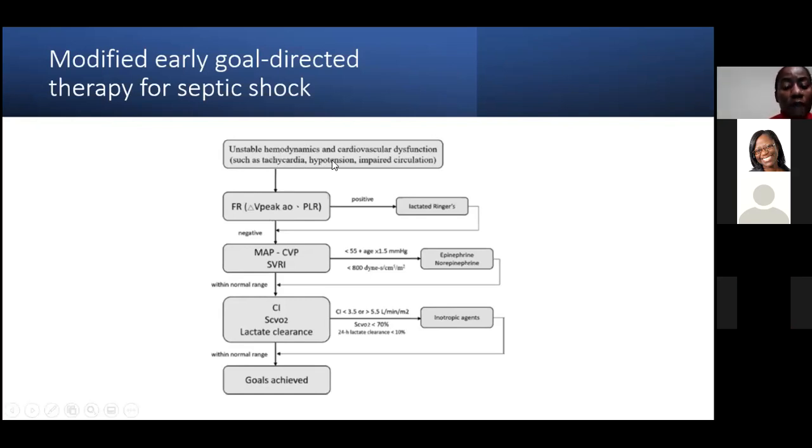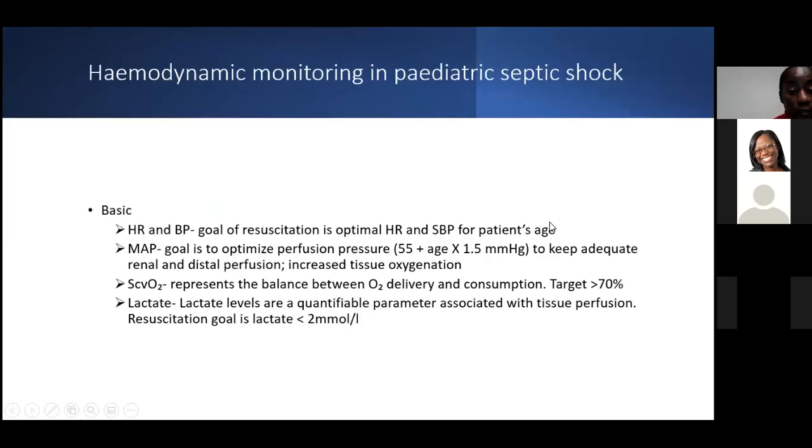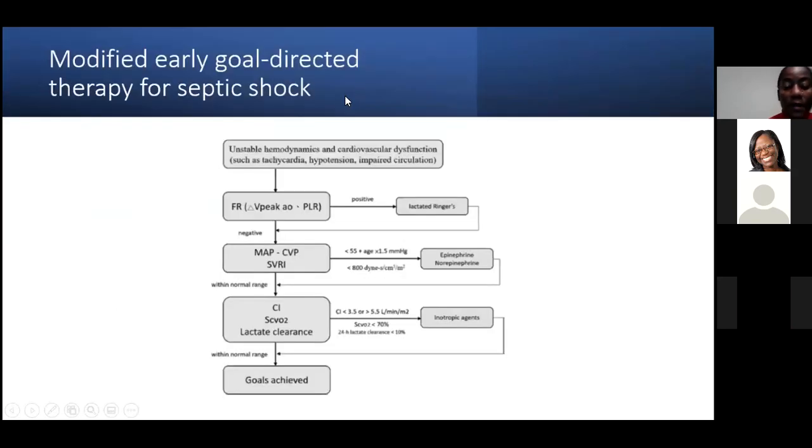So we're saying that you have a patient with unstable hemodynamics and cardiovascular dysfunction. You have your tachycardia, hypotension, impaired circulation. So the first step is you're giving your fluid bolus, and you want to check, is this patient fluid responsive or not? Now along the way, when they revised the surviving sepsis guidelines, instead of targeting absolute figures for mean arterial pressure, we want to be more objective. If they're fluid responsive, then you continue with your balanced crystalloid.